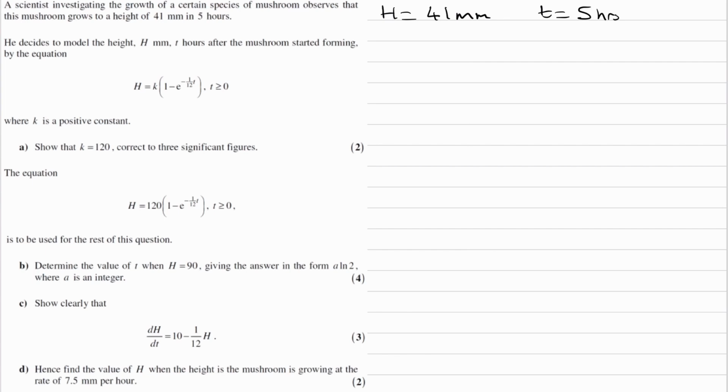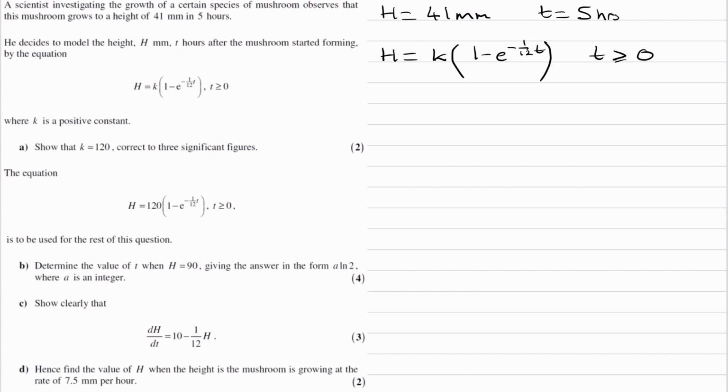H is in millimeters, t is in hours, and then we also have an equation. H is k times 1 minus e to the minus 1/12 t. Okay, and then we're told that t is greater than or equal to 0. k is a positive constant. And then it says, show that k is equal to 120, correct to 3 sig figs.